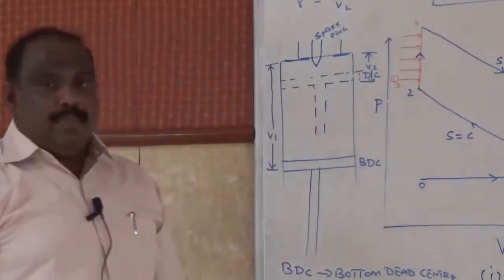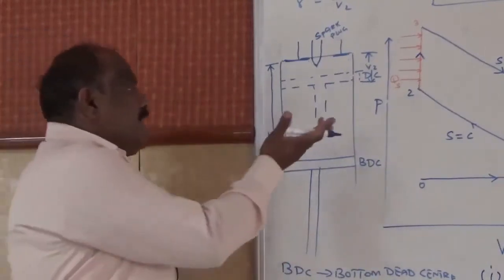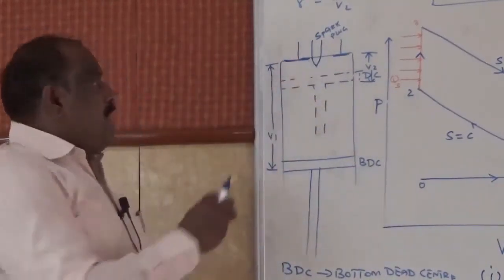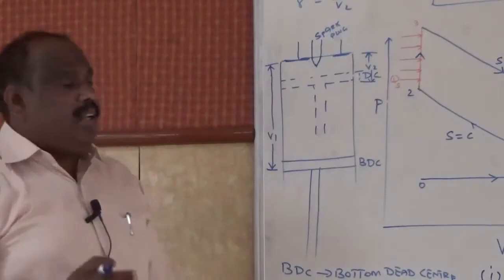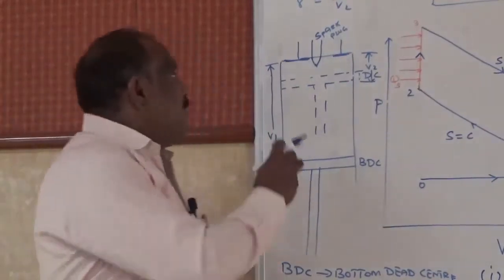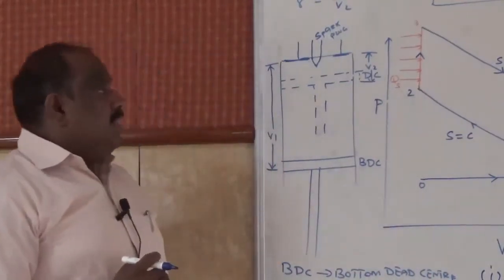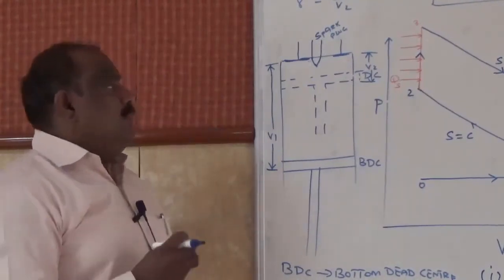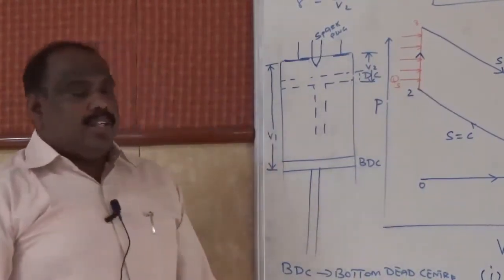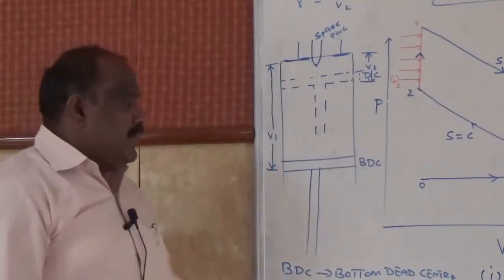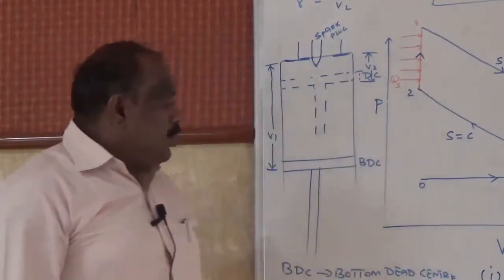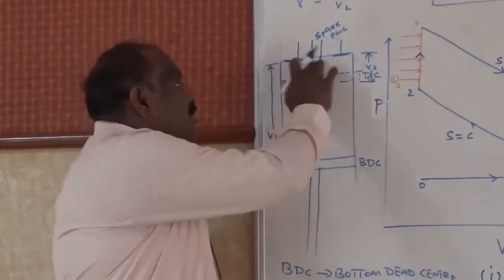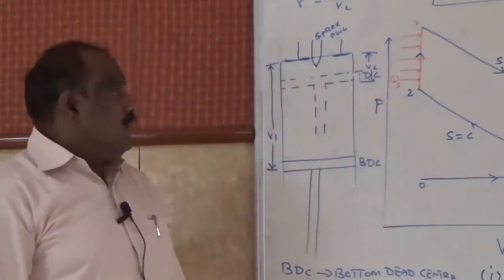Compressing the petrol-air mixture. When the piston reaches almost the TDC, a spark will be given from the spark plug. So at the end of the compression stroke, a spark will be given from the spark plug. That will initiate the combustion. We assume that the heat transfer takes place at constant volume. So that is nothing but the combustion stroke. During this combustion stroke also, both the inlet valve and the exhaust valve remain closed.